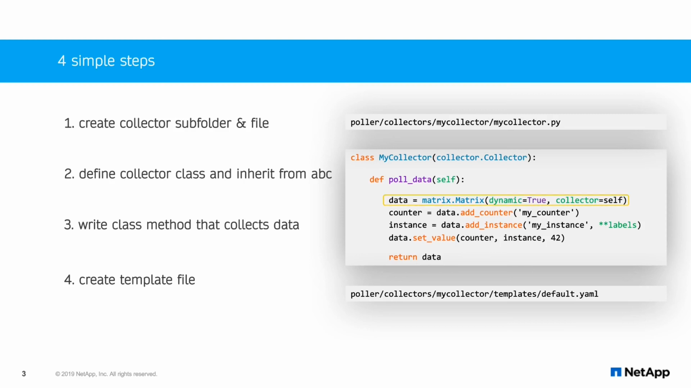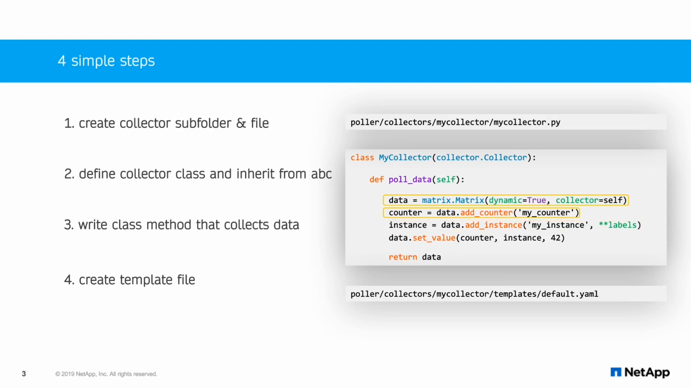First, we initialize the matrix in dynamic mode with a pointer to our collector. We initialize the counters that we want with the addCounter method. The first argument is the name of our counter. We initialize our instances. Instances are the objects that our counters describe. So, in my toy example, that will be the files in Harvest source code. The first argument here is the instance name, which can be followed by any number of labels as keyword arguments.